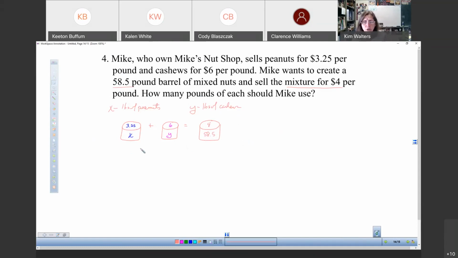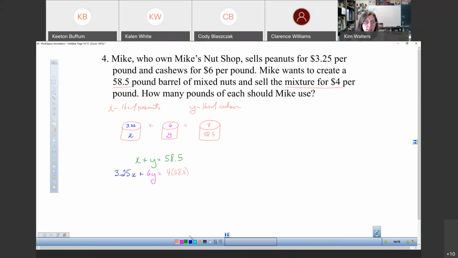So then my first equation is going to come from the bottom of my containers. And so my first equation is simply going to be X plus Y is equal to 58.5. My second equation is going to come from that product, that top times that bottom. So 3.25x plus 6 times y is equal to 4 times 58.5. I'm actually going to leave that there so you can see this.